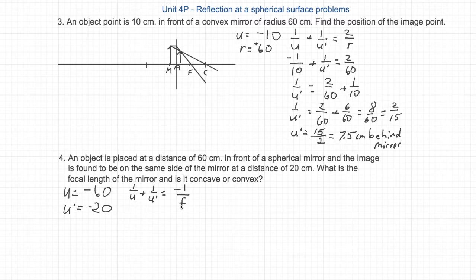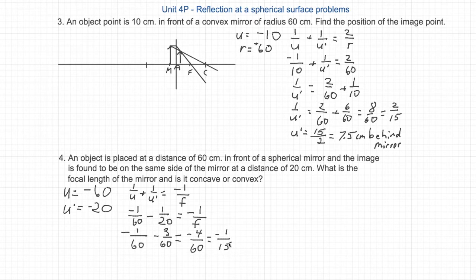We want the focal length, so now we set 1 over u plus 1 over u prime equal to negative 1 over f. We plug in what we know. We get our common denominator of 60. We find negative 1 over 15 equals negative 1 over f. So f is 15 centimeters, which means it is a concave mirror.